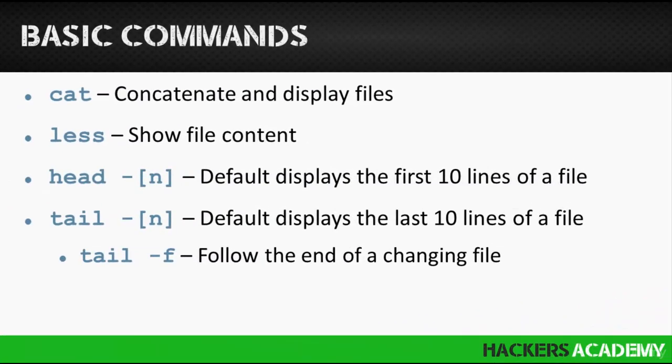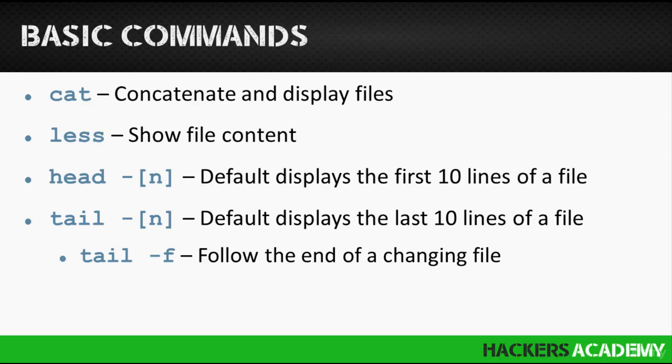We're going to be also looking at the cat command, which means concatenate or display a file's content. The less command, which shows the file content in a different way. head -n, where n stands for a number. So for example, head -10, head -50, which displays the first n number of lines of a file. By default, it's 10. So for example, if I type head file.txt, I'll see the first 10 lines in the file.txt. tail will show me the last 10 lines or 50 lines or whatever I replace n with.